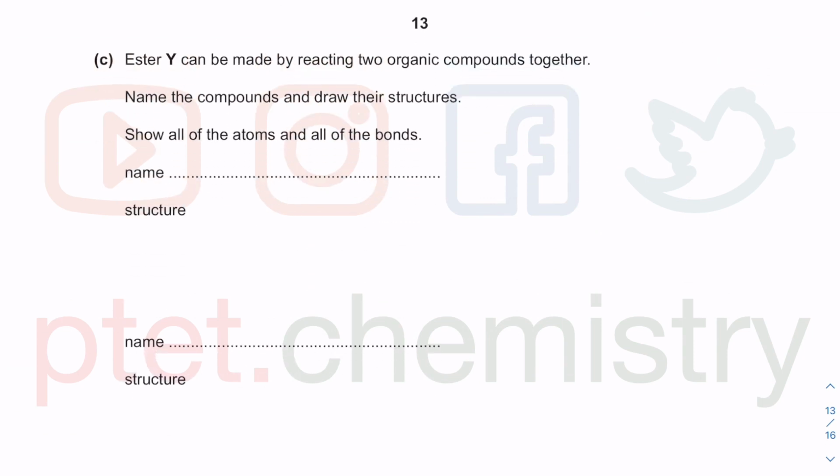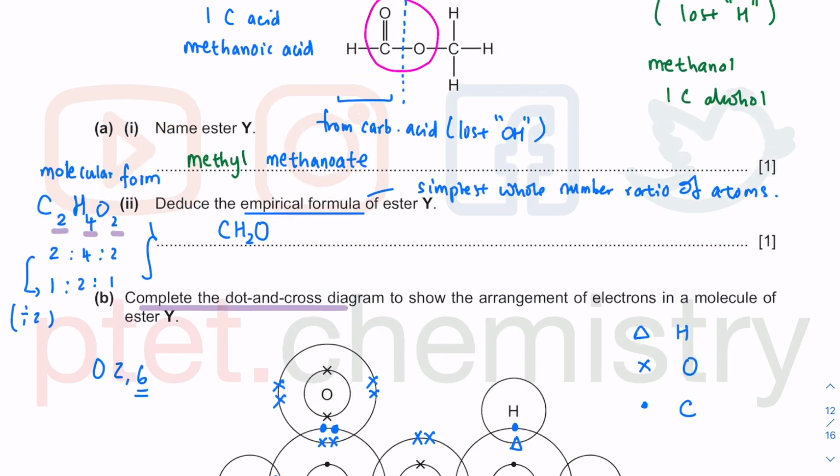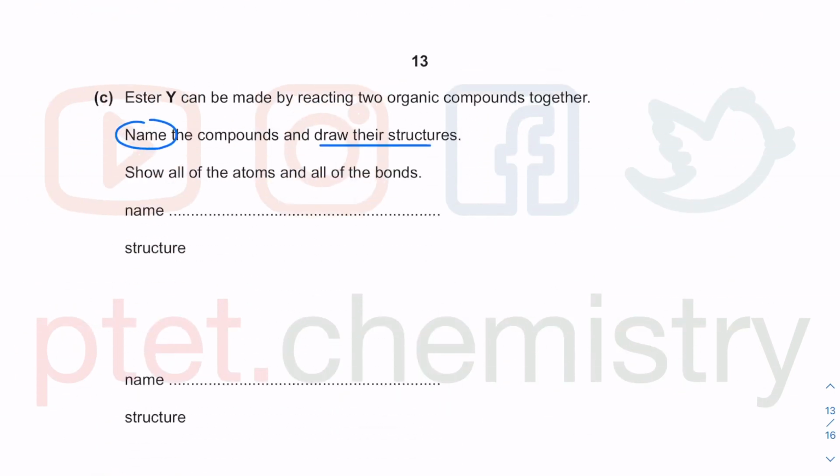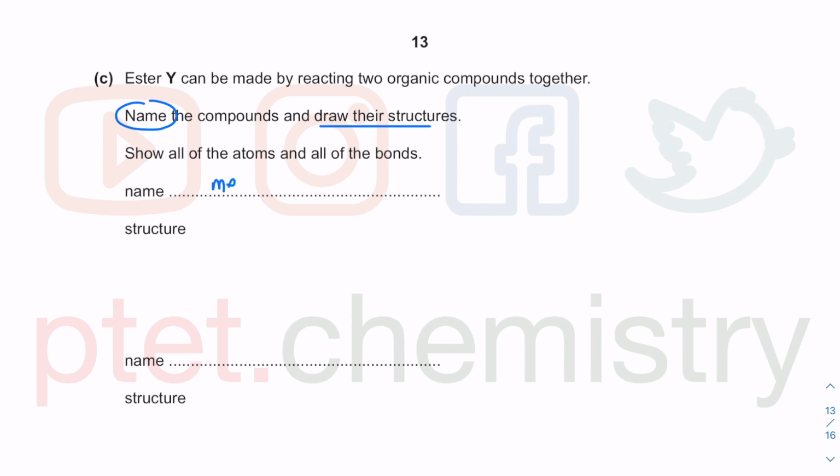Part C, ester Y can be made by reacting 2 organic compounds together. Name the compounds and draw their structures. I think I did name the compounds earlier. It was methanoic acid as well as methanol. So whichever one you draw first doesn't matter, but they want you to draw display formula, show all the atoms and all of the bonds, especially O and H like that.